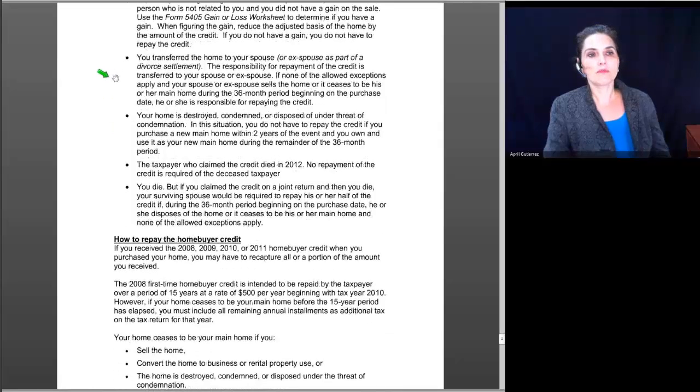You transferred the home to your spouse or ex-spouse as part of a divorce settlement. Then the responsibility for repayment of the credit is transferred to the spouse or ex-spouse. And if none of the allowed exceptions apply and your ex-spouse or spouse sells the home or it ceases to be his or her main home during that 36-month period, then he or she is responsible for repaying the credit.